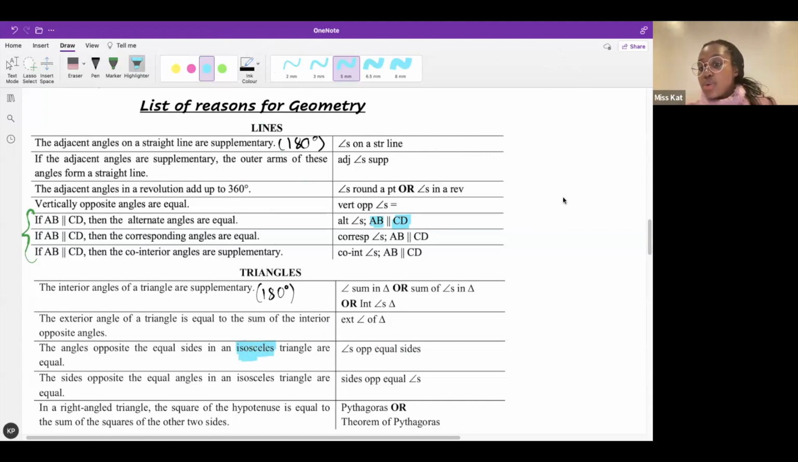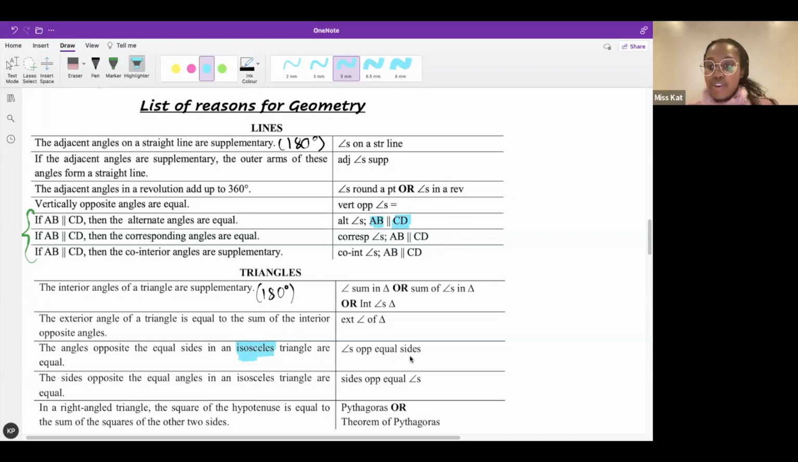I know you guys know your work, okay? So you cannot write isosceles triangle as a reason. You have to say angles opposite equal sides or sides opposite equal angles. Someone might be like, how do you know which one to use? It depends what was given.